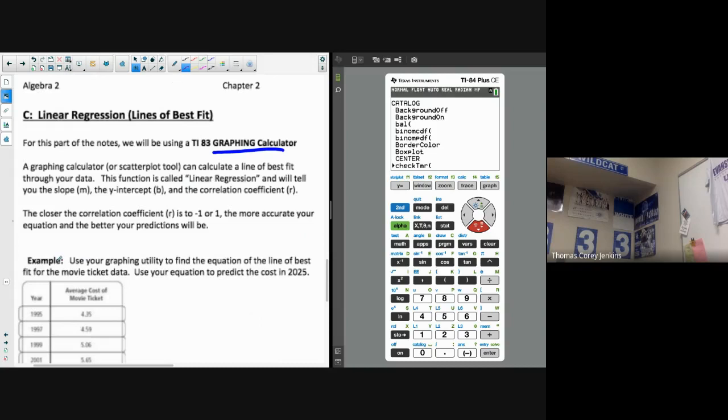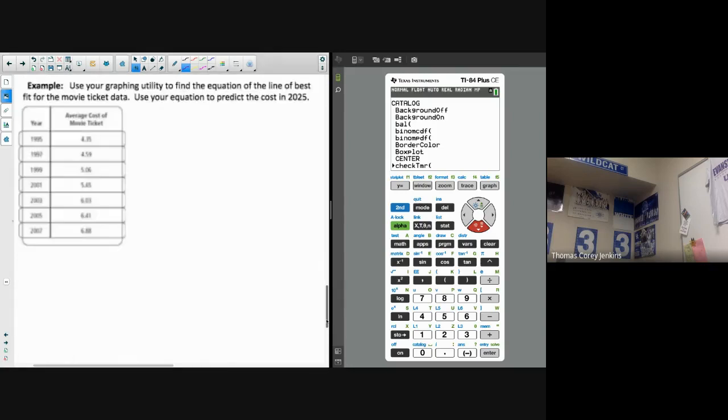So our actual example says this. Use your graphing utility to find the equation of the line of best fit for the data. Then use your equation to predict the cost in 2025. So this is what a test question over this might look like, okay? And it's got all of our learning target in there, all right? So if you ever have time in there, it's going to be in years, all right? And we want to basically do it this way. This is what it's going to say on the test. It'll say, make 1995 be x equals 0. Okay, so we're going to write that out.